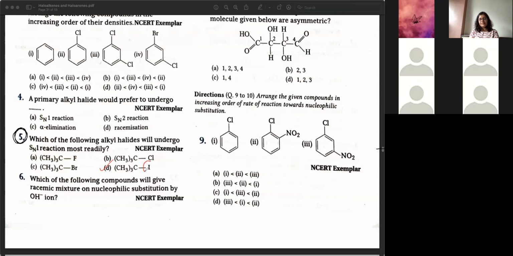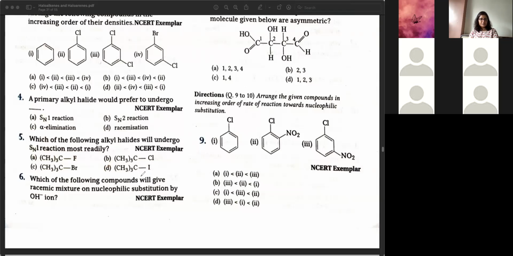Iodine, I, is the easiest leaving group because of its bigger size. This bond will be the easiest to break out of these 4. That will be the most ready reaction. So either SN1 or SN2, I is the best leaving group.